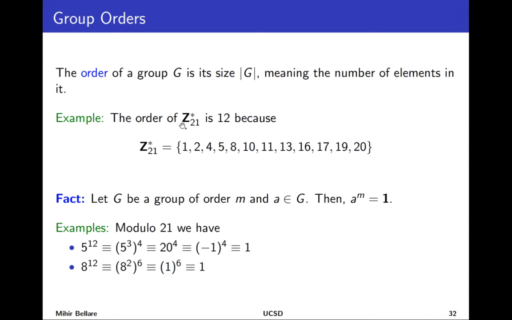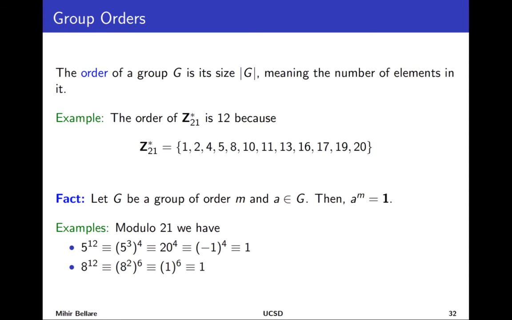How do we do that? We take all numbers from 1 through 20 and we throw away anything that has a common divisor with 21. So 1 is okay, 2 is okay, 3 is not okay because 3 divides 21, 4 is okay, 5 fine, 6 is not okay because 3 divides 6 and 3 divides 21, and so forth. And finally we count it up: 1, 2, 3, 4, 5, 6, 7, 8, 9, 10, 11, 12. So we get that the order of this group is 12.